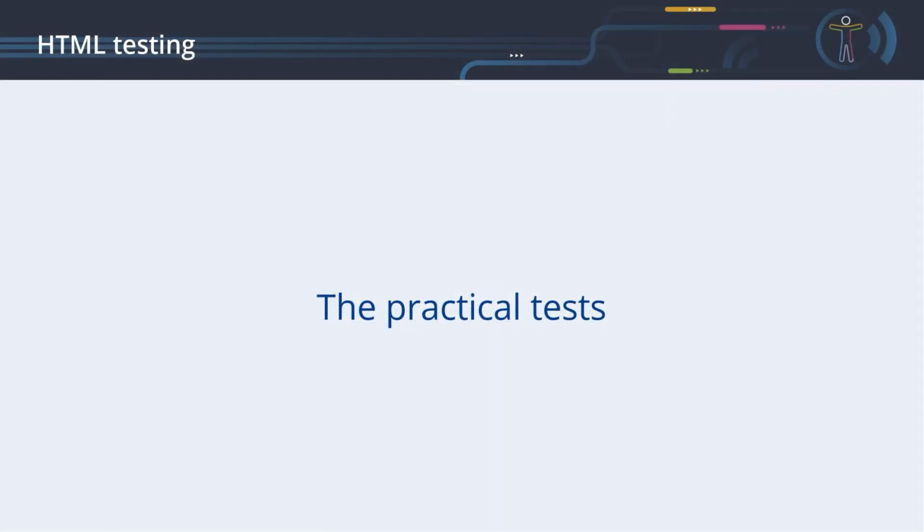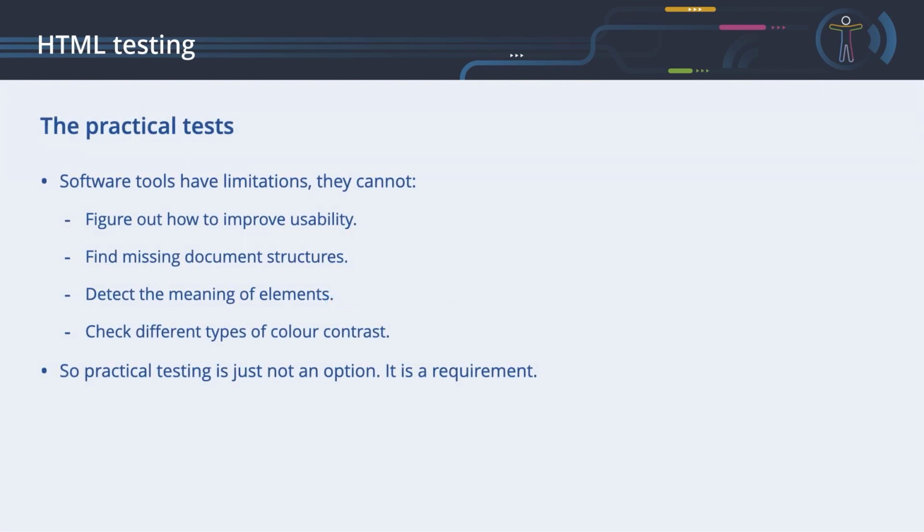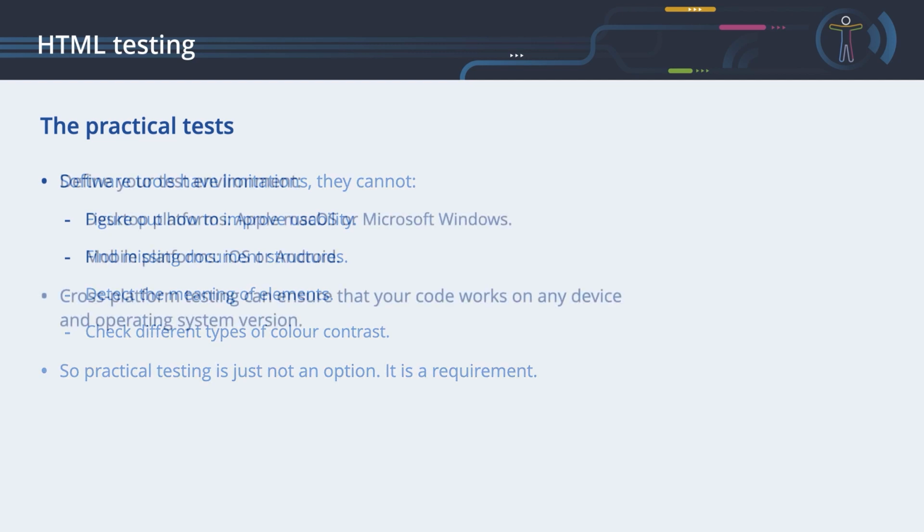The practical tests. Although a tool like WAVE can help a lot, it cannot detect what kind of information is missing to make the page accessible. Software tools have limitations. They cannot figure out how to improve usability, find missing document structures, detect the meaning of elements, or check different types of color contrast. So, practical testing is not just an option, it is a requirement.